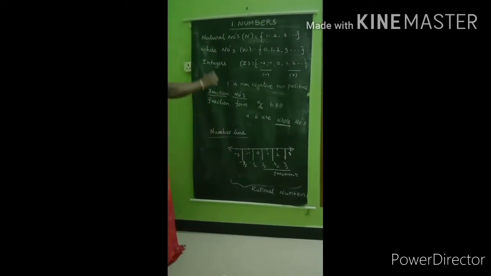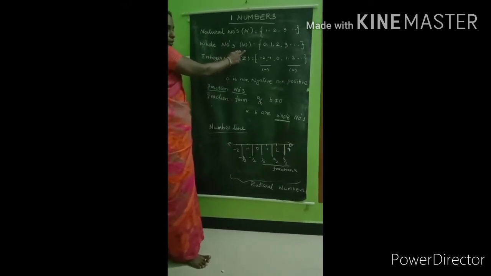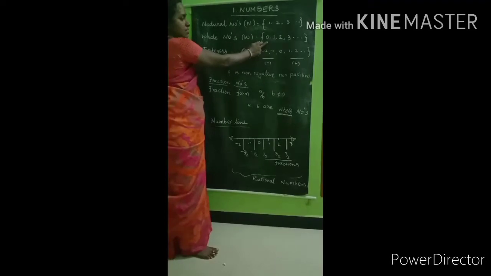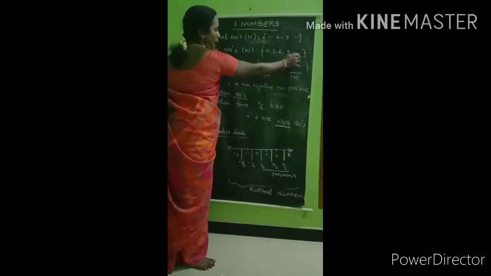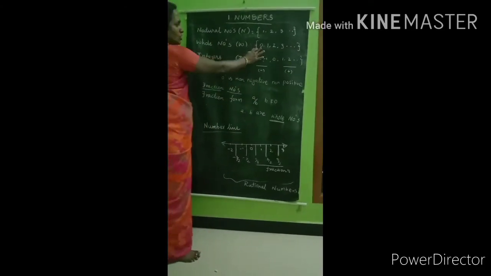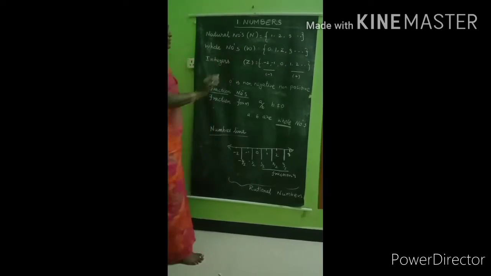The second one is whole numbers. Whole numbers are denoted with the letter W. The first whole number is 0, then 1, 2, 3, and so on. Whole numbers also do not have any end. The first number is 0, but there is no final number. Infinite numbers are also in whole numbers.